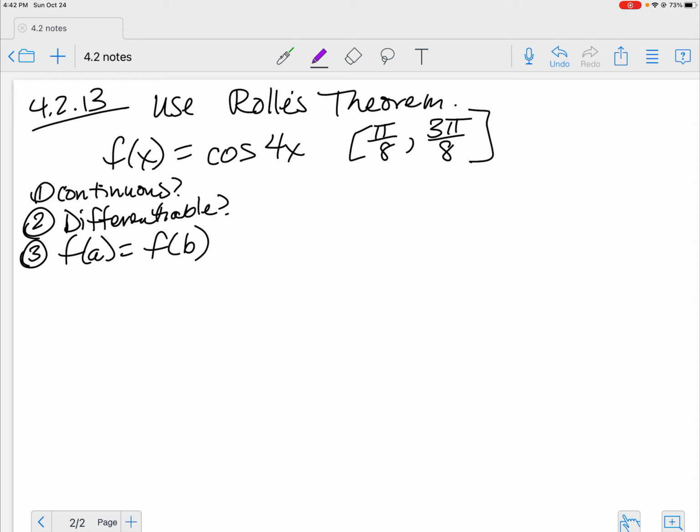All right, is this cosine function continuous? Yeah, it's not divided by anything, and we know cosine's continuous. This is just telling me that my amplitude is changing. Or not my amplitude, my period is changing. So we're good with that. So yes, cosine is continuous function. So therefore, is it differentiable? Yes, because it's cosine, right?